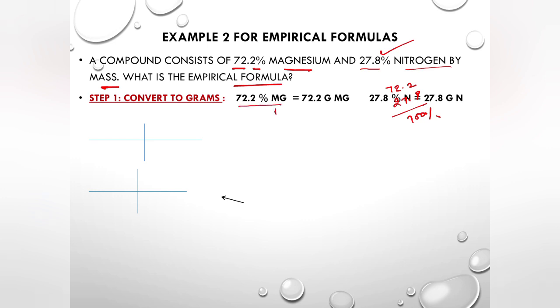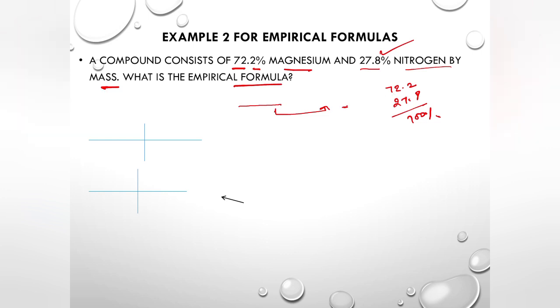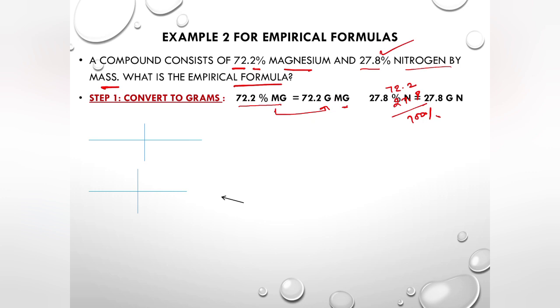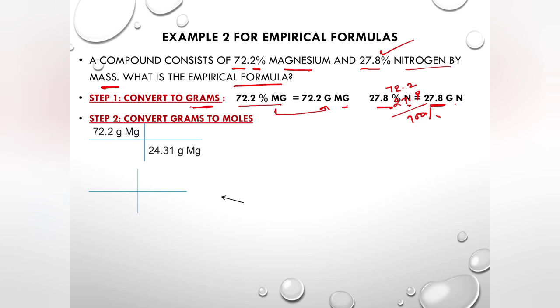72.2% of magnesium is converted into mass, 72.2 grams of magnesium, and again 27.8% of nitrogen converts into 27.8 grams of nitrogen. Now we have the mass of the elements. Now convert the mass in gram into the moles. Simple step. We just divide the mass obtained by the molar mass.